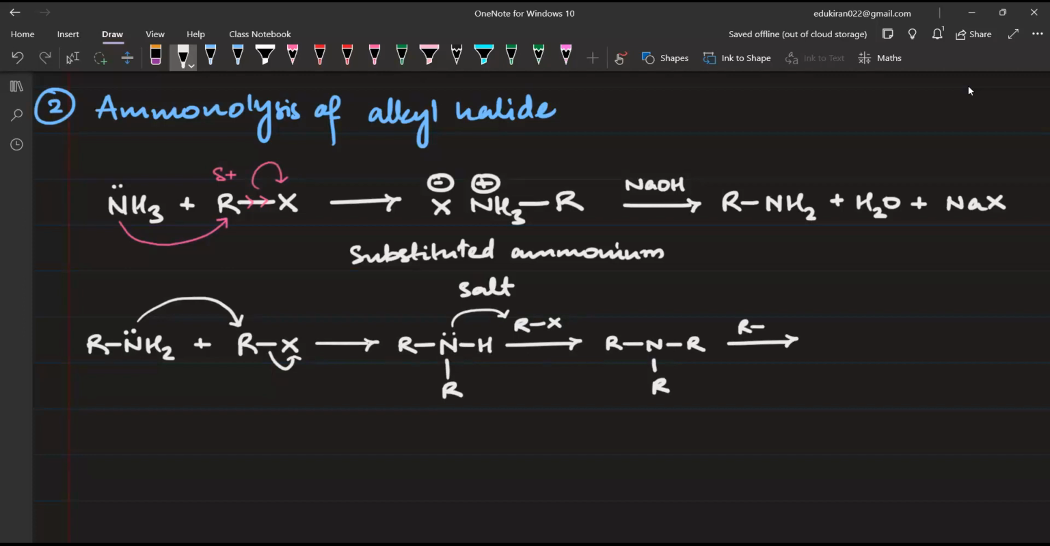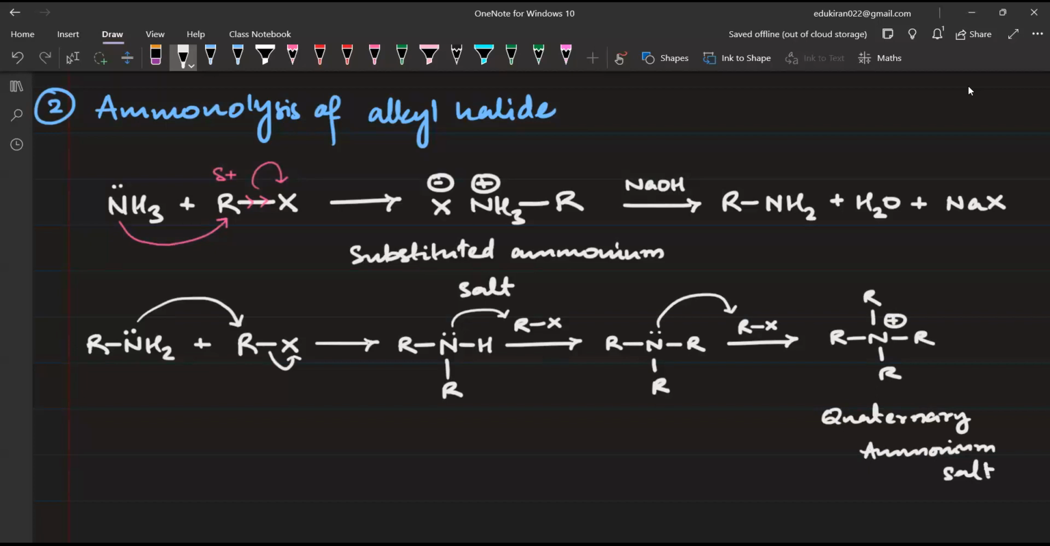Now there will still be a few molecules of alkyl halide remaining. So this nitrogen atom can attack once again because it still has a lone pair of electrons, and it will lead to the formation of R. There are 4 R's on the nitrogen atom, and nitrogen will have a positive charge. Now this is known as quaternary ammonium salt.